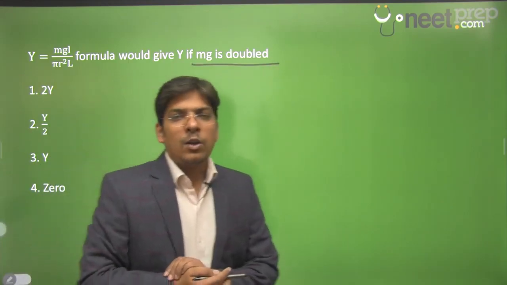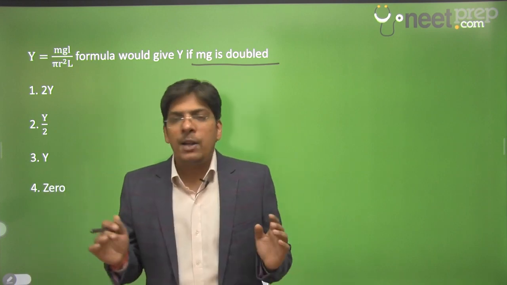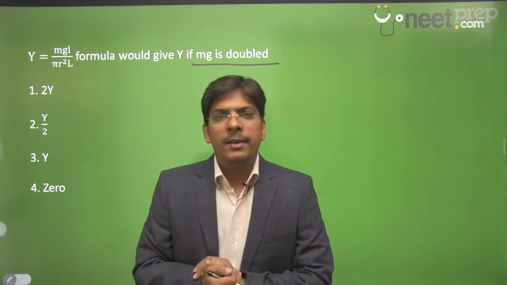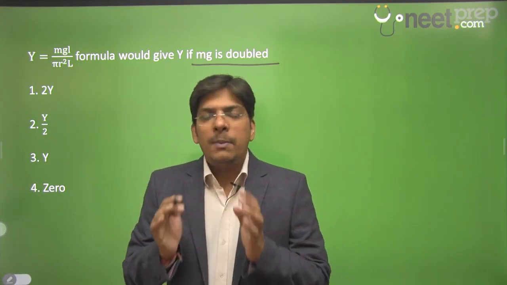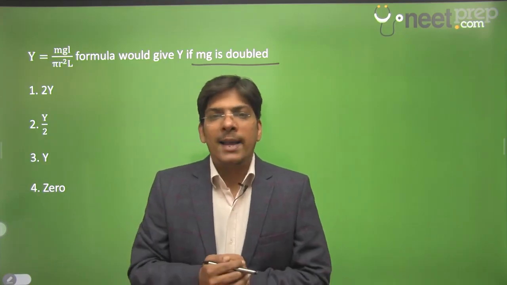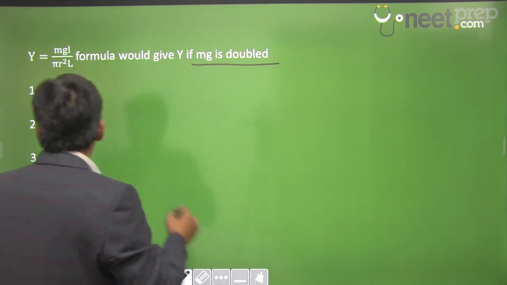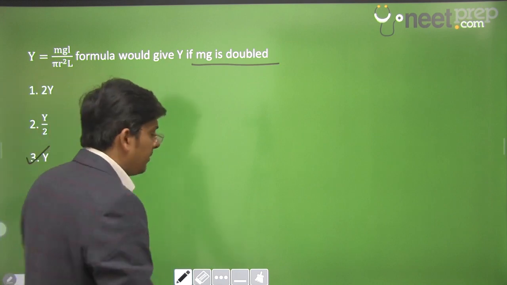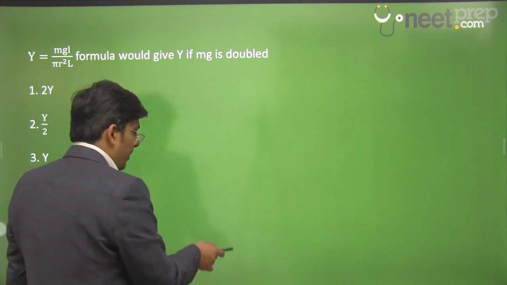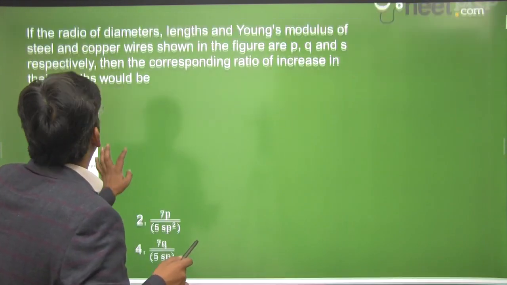See, Young's modulus of elasticity does not depend on the dimensions of the wire. It does not depend on the weight being suspended. It only depends on the nature of material of the wire. So, Y has to remain the same. Young's modulus is not going to change, dear students, right? Okay. We have another question now.